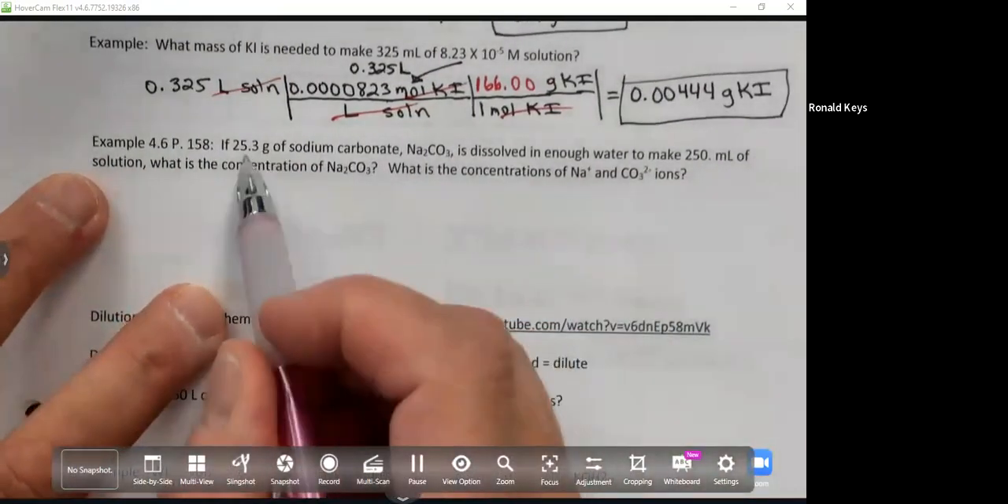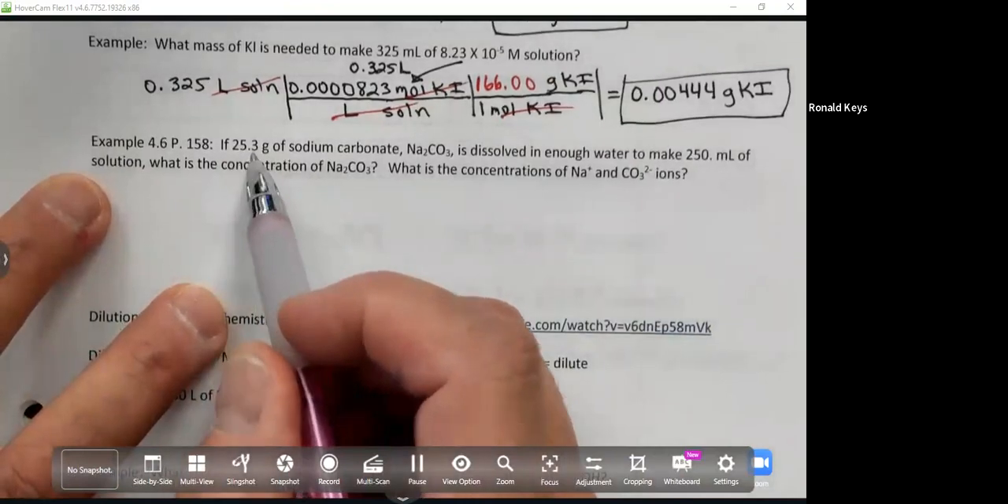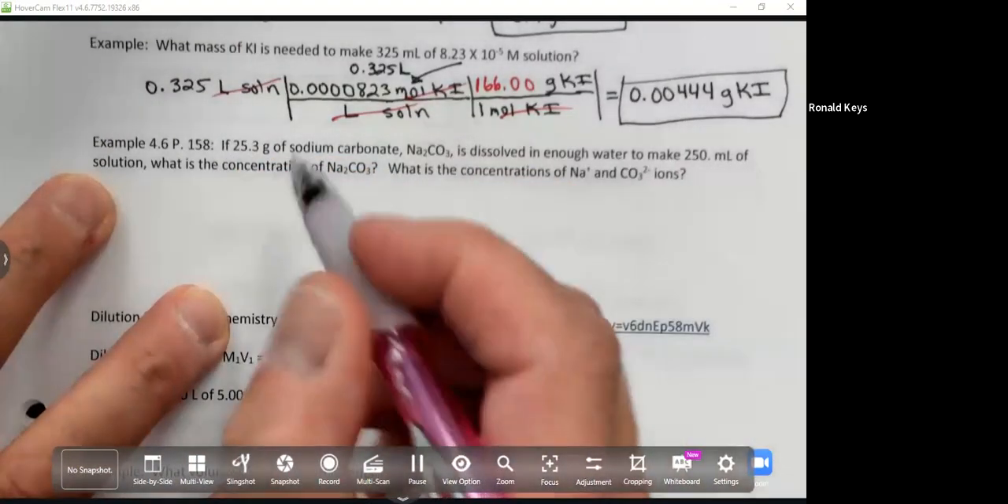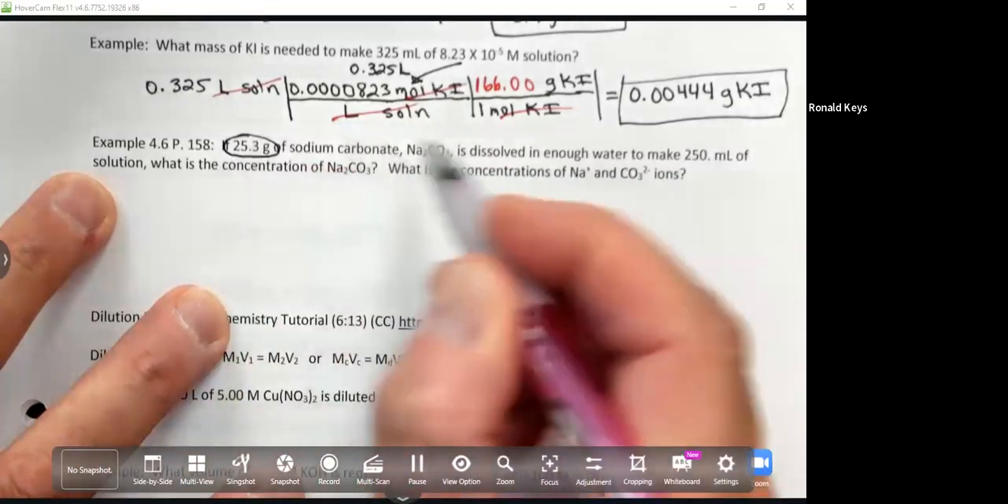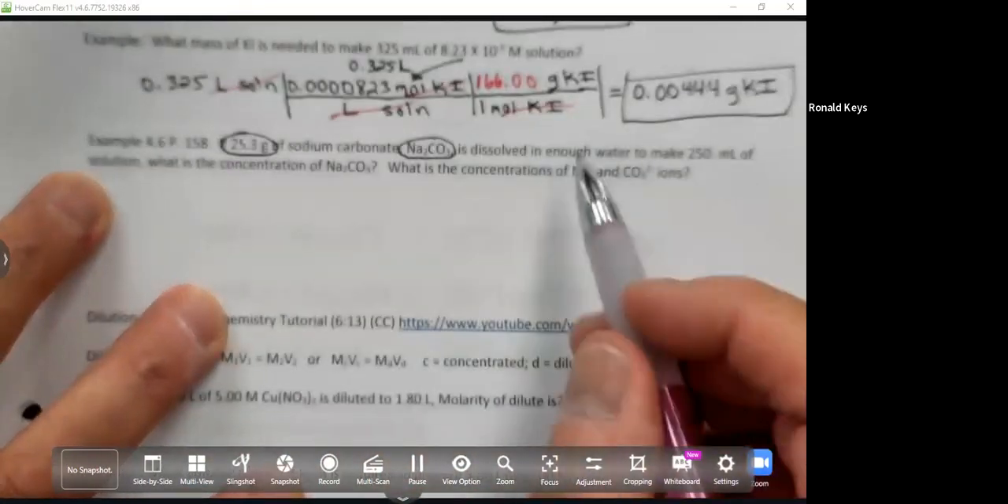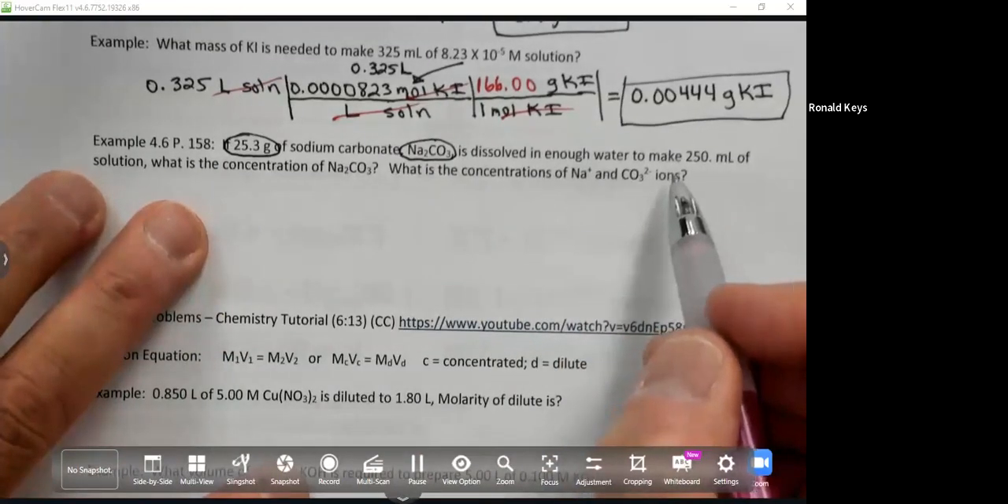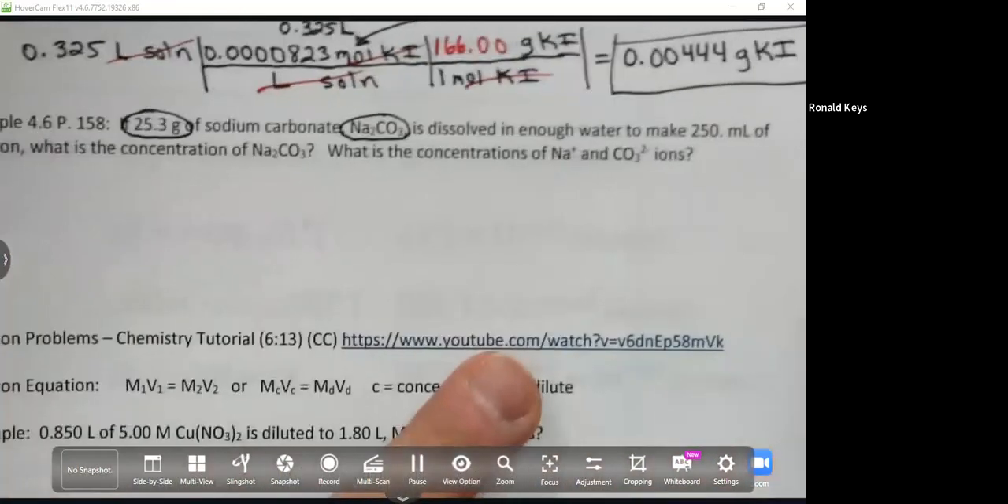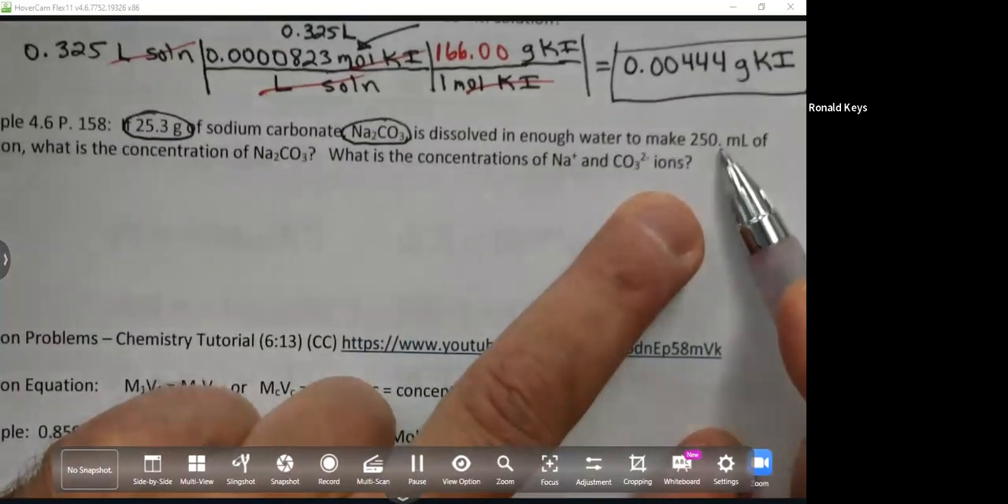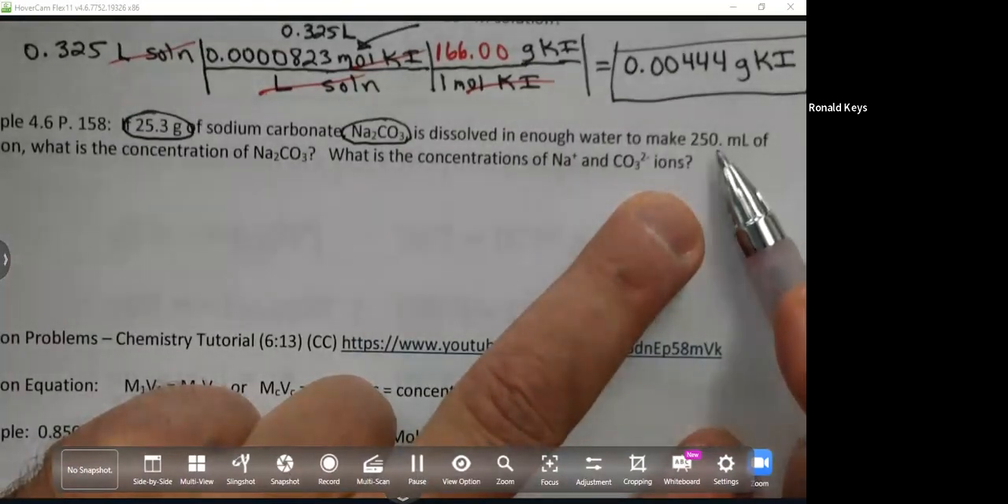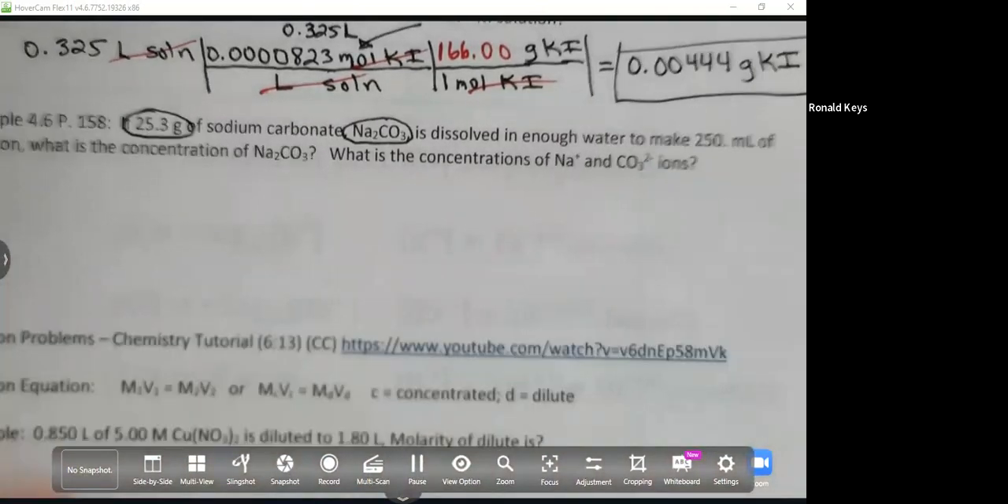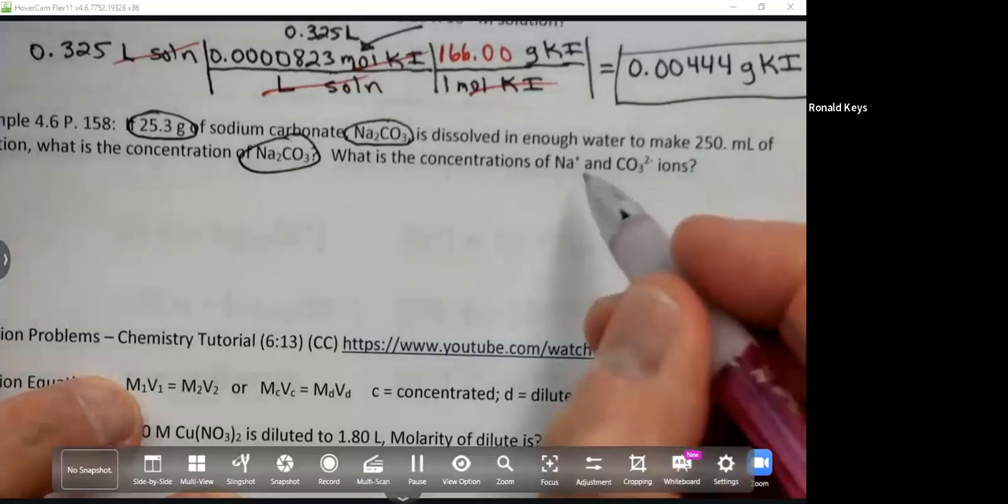Okay, let's do this next example here. We've got 25.3 grams of sodium carbonate dissolved in enough water to make 250. milliliters of solution. This decimal point is there to make this be 3 sig figs, right? Without the decimal point, this is 2 sig figs, right? What is the concentration of sodium carbonate? What is the concentration of Na plus and CO3 2 minus ions?